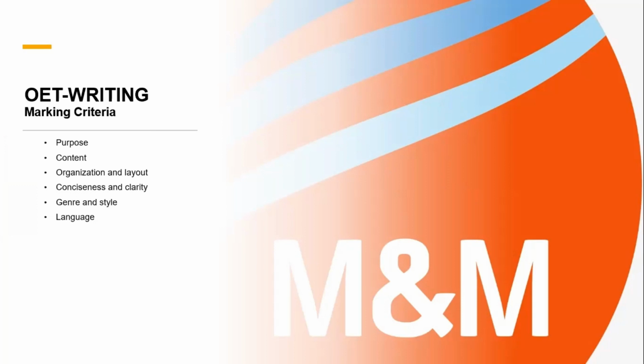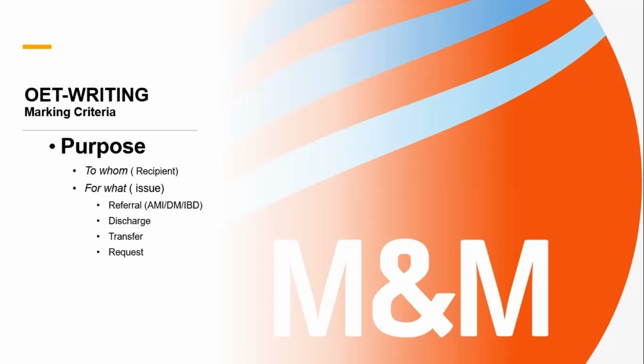So let's say we have the marking criteria, such as purpose of writing, content selection, organization, conciseness and clarity, genre and style, and language. Let's see what we have in the purpose of writing, because you need to understand this marking criteria on the basis of which your letter will be marked. So whenever you receive the case notes, you just go to the bottommost part of the writing task. In the bottommost part, you have to see to whom we are writing this letter, who is the audience, and what is the issue.